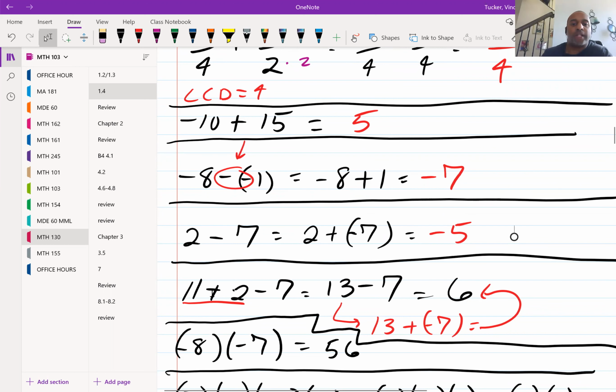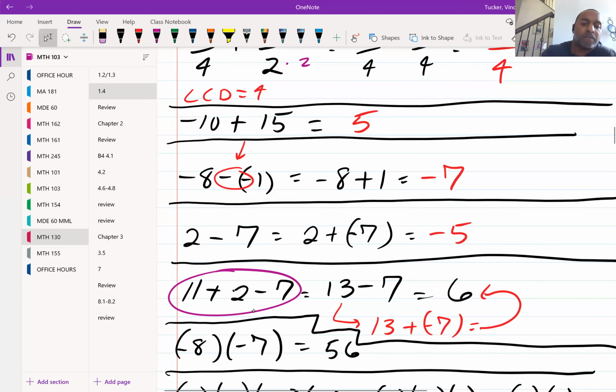All right. So the next one here, let me erase this. So we have 11 plus 2 minus 7. So we just have addition and subtraction. So we're going to do these from left to right. First thing we should attack is 11 plus 2, which is 13.